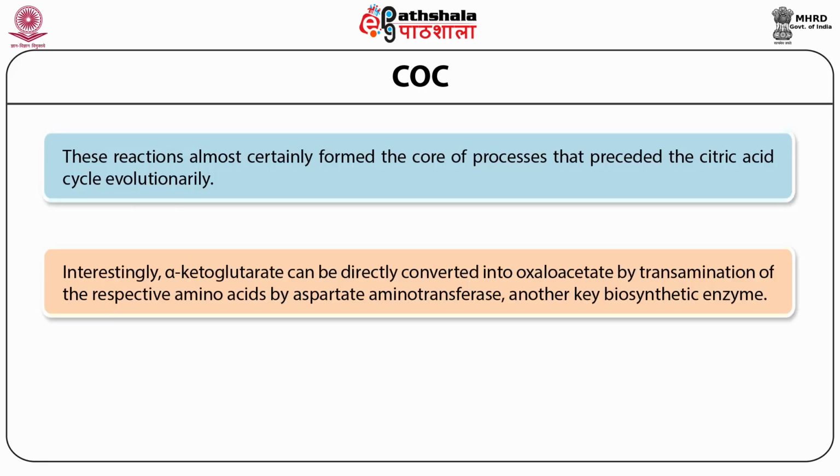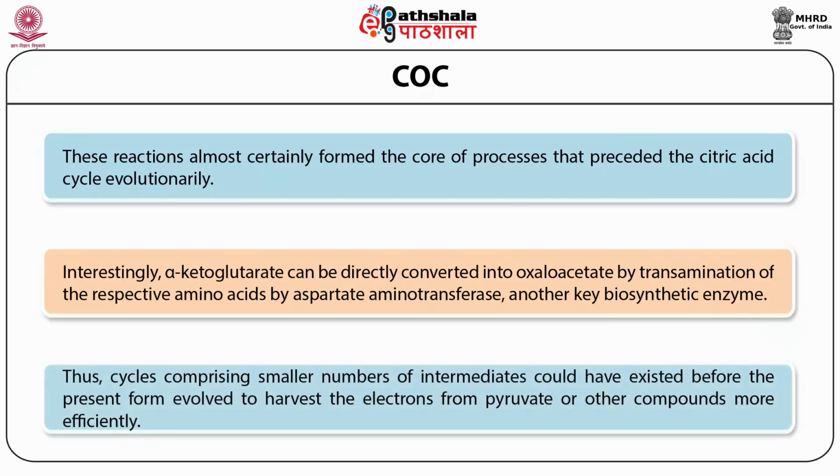Interestingly, alpha ketoglutarate can be directly converted into oxaloacetate by transamination of the respective amino acids by aspartate aminotransferases, another key enzyme of the biosynthetic TCA cycle, which is shunting the synthesis of various amino acid families. Thus, cycles comprising a smaller number of intermediates could have existed before the present form evolved to harvest the electrons from pyruvate or other compounds more efficiently.